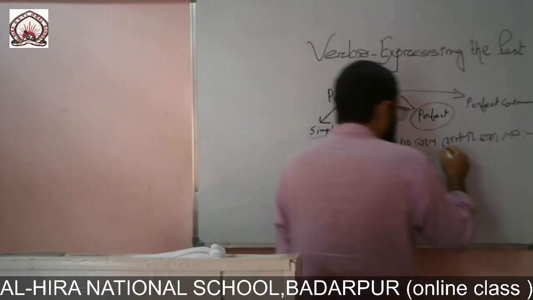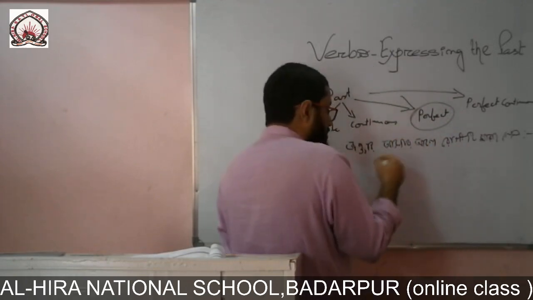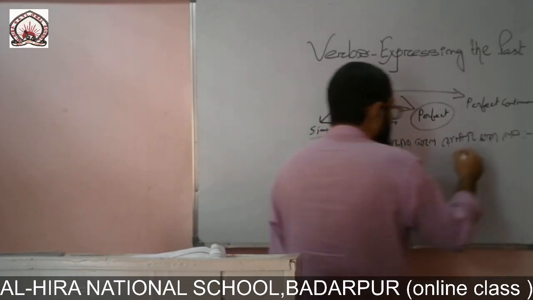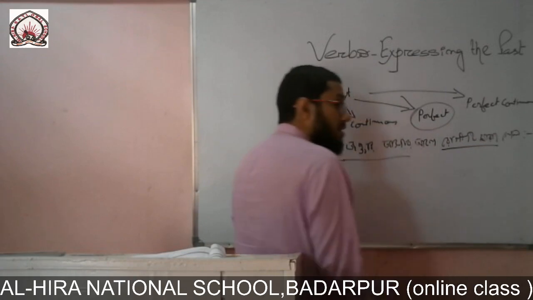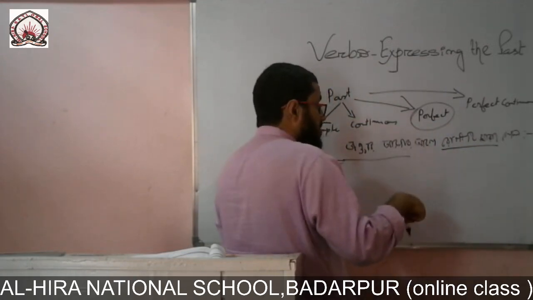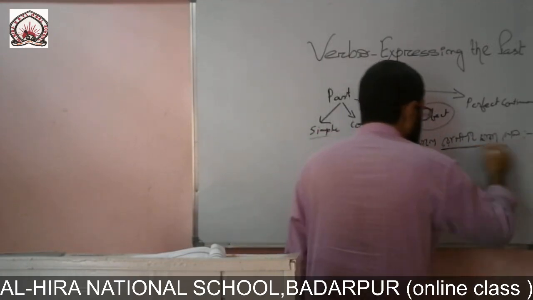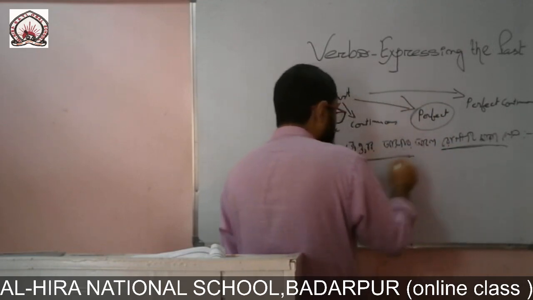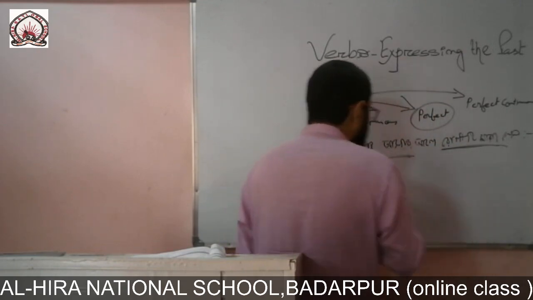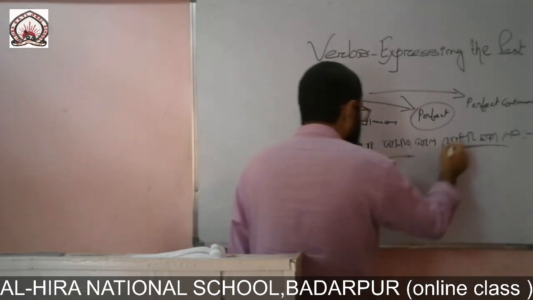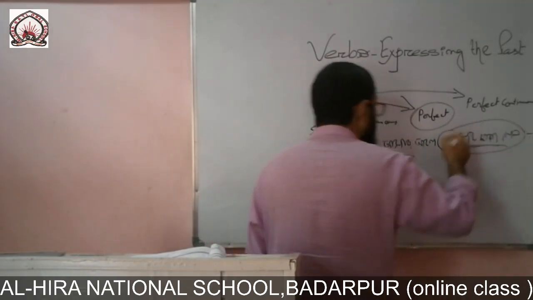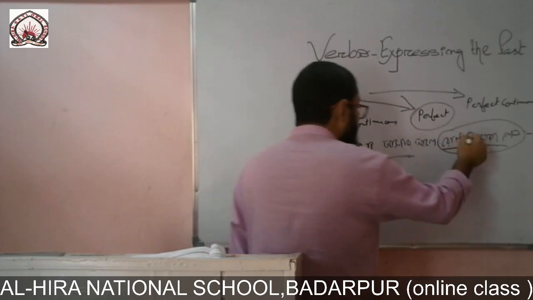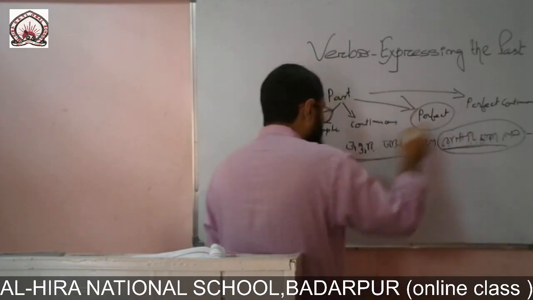Which one took place earlier? Two actions took place. One is the doctor coming, one is the patient dying. The patient's dying, and the doctor's reaching. So which one took place earlier? The patient died before the doctor came. Okay, the dying of the patient took place earlier.